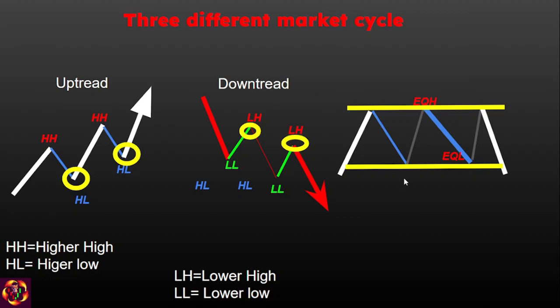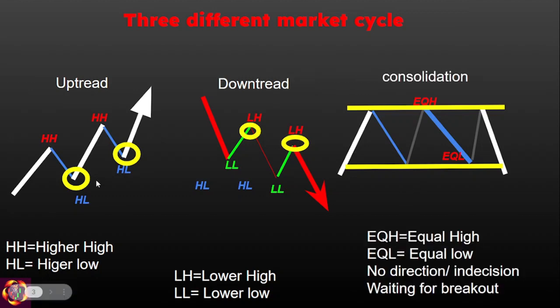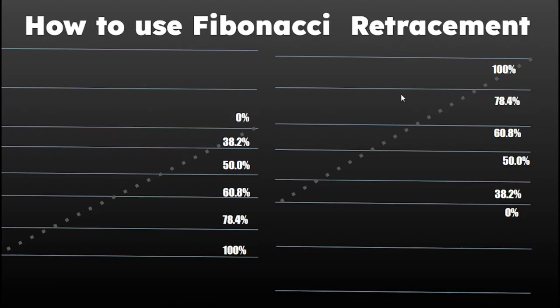In consolidation, the market is making equal highs and equal lows, so there's no trade for us. So in conclusion, we can only take trades in uptrend and downtrend, but in consolidation there's no trade for us.